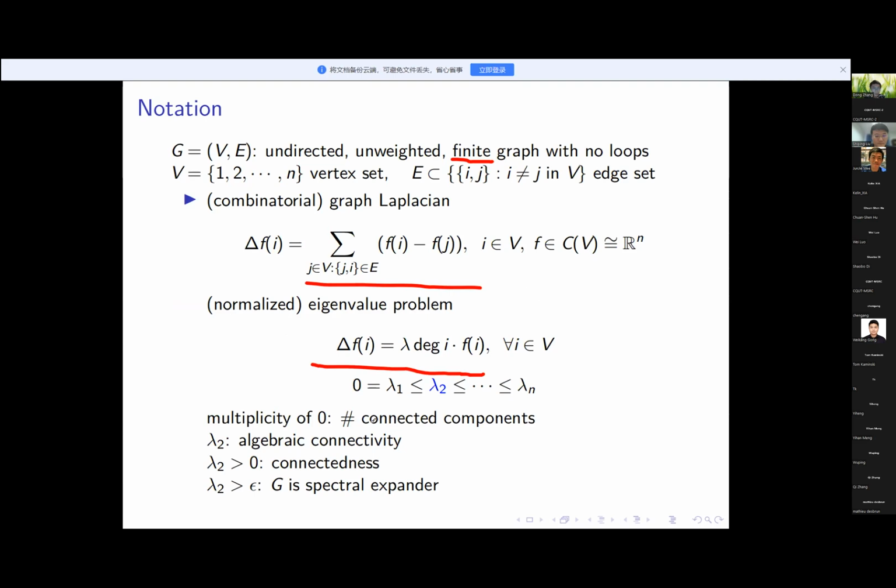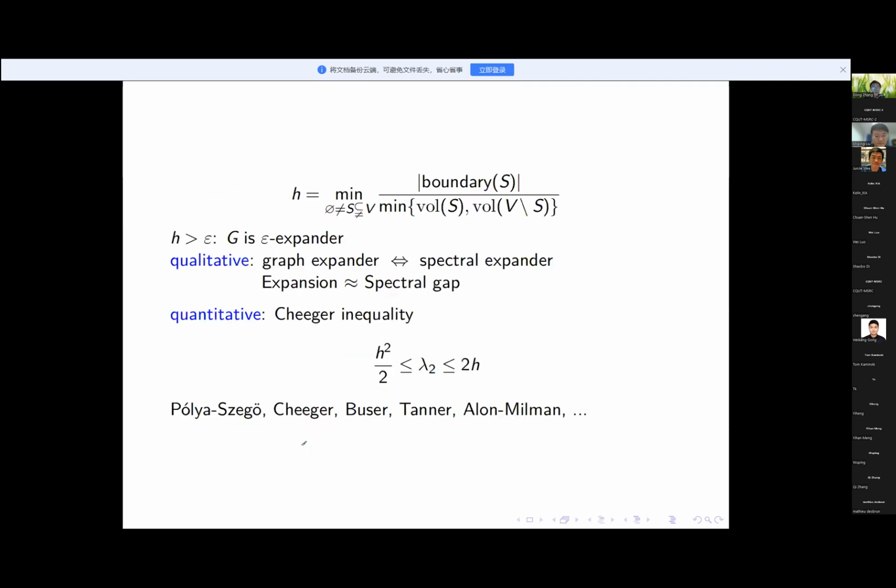And the second eigenvalue lambda 2 reflects how well connected the graph is. That is, the larger the lambda 2 is, the more connected the graph is. And so we may call lambda 2 the algebraic connectivity, and it is positive if and only if the graph is connected. And we say a graph G is a spectral epsilon expander if lambda 2 is larger than epsilon. Lambda 2 has a deep relation with the Cheeger constant.